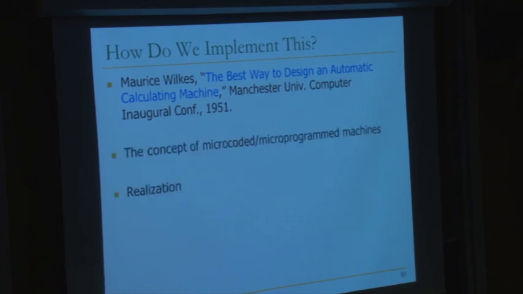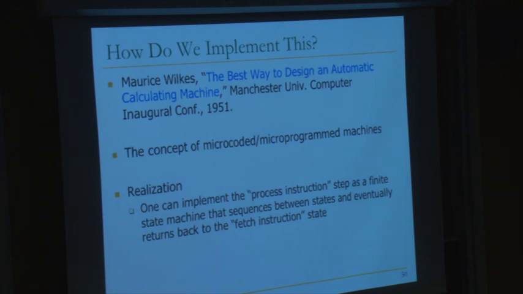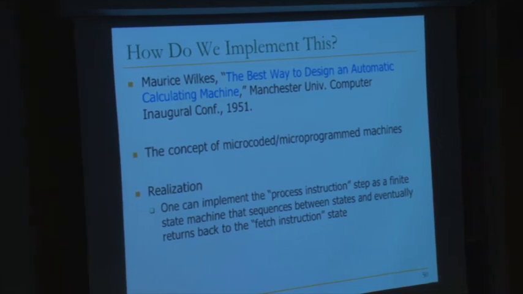Okay. So the realization is one can implement the process instruction step as a finite state machine that sequences between states and eventually returns back to the fetch instruction state. I guess I'll shuttle back and forth between these things. But this is from your Appendix C. What is Appendix C? It's from your readings. Okay, now you know Appendix C.